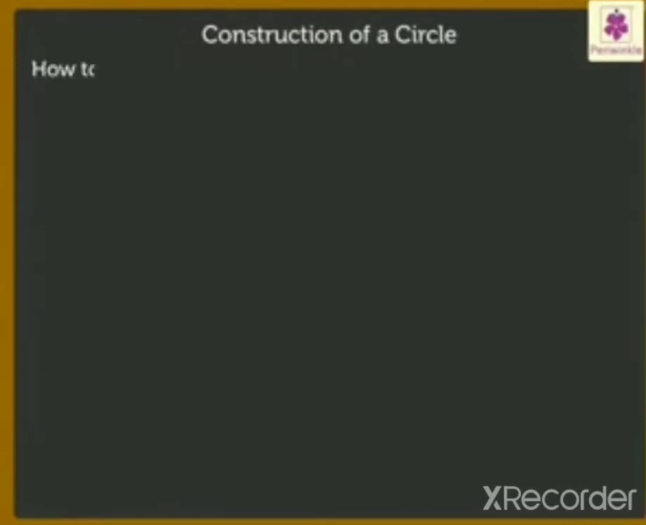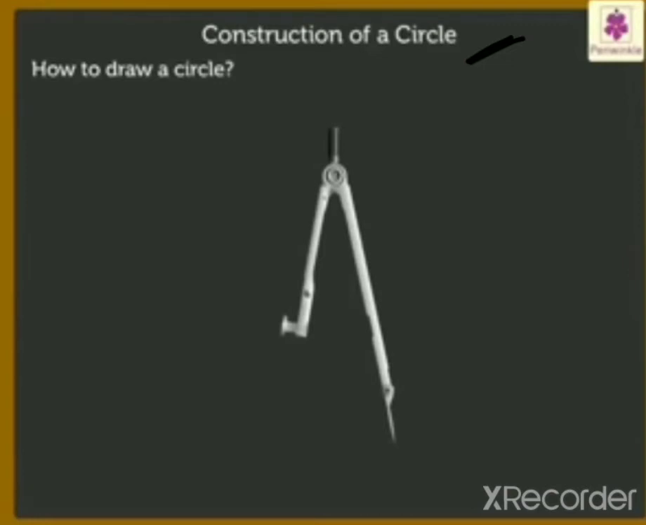Now we will discuss how we will construct a circle. Construction of a circle. You are given to draw a circle with some radius, and you have to draw the circle. Then how will you draw a circle? For construction of a circle, you need a scale, a divider and a pencil. 3 things are required: pencil, divider and scale to draw a circle on your notebook.